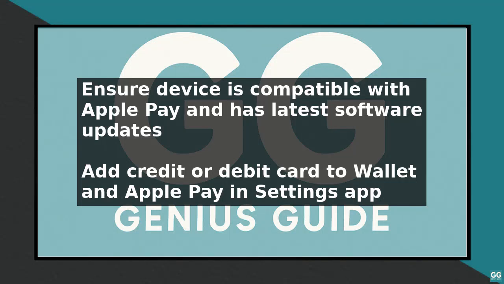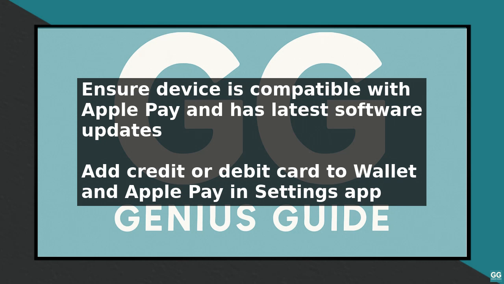To integrate Apple Pay two-factor authentication, start by ensuring your device is compatible with Apple Pay and has the latest software updates installed. Next, go to the Settings app and select Wallet and Apple Pay. Then tap Add Card and follow the prompts to add your credit or debit card.